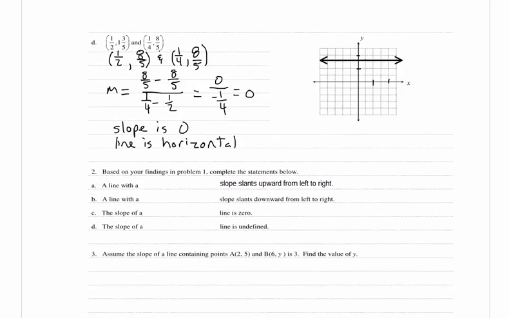In 2, it says, based on your findings in problem 1, complete the statements below. In A, we have a line with a blank slope slants upward from left to right, and if it's slanting upward from left to right, we have a positive slope. In B, it says a line with a blank slope slants downward from left to right, and if we slant downward from left to right, we have a negative slope.